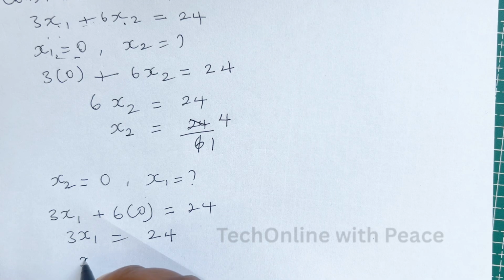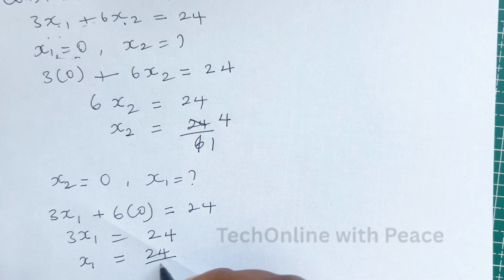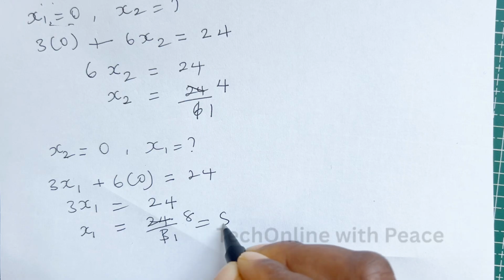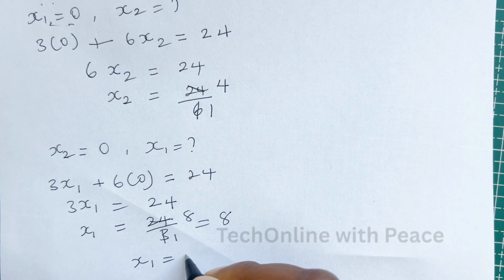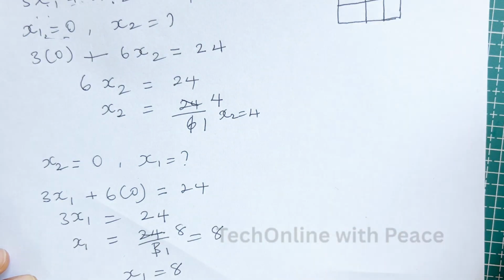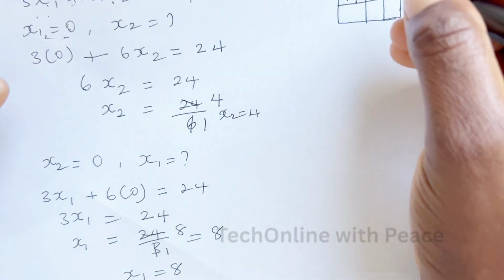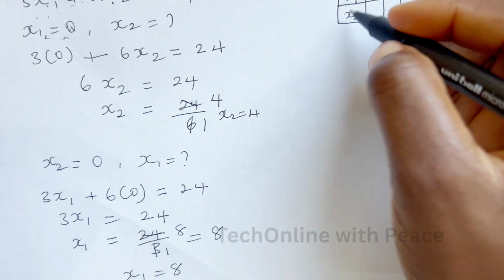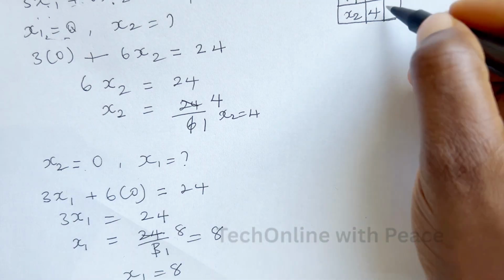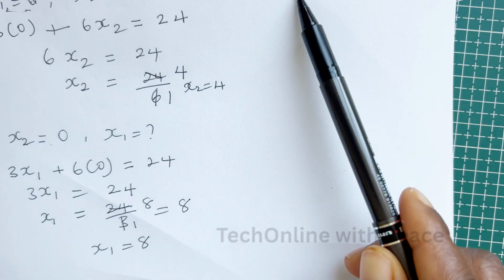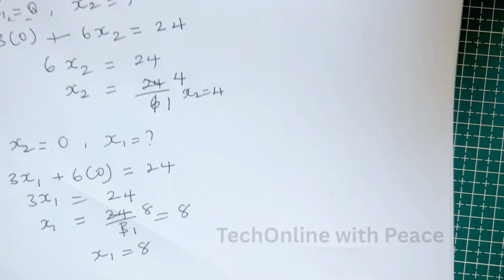So what will be the value for our x1? It is going to be x1 equal to 24 all over 3. 3 into 24, we have 8. Therefore, x1 is 8. Meanwhile, our x2 is 4. So let's represent it here. We have our x1. We said when x1 is 0, x2 is 4. And when x2 is 0, x1 is 8. After solving constraint 1, we'll consider constraint 2 also.